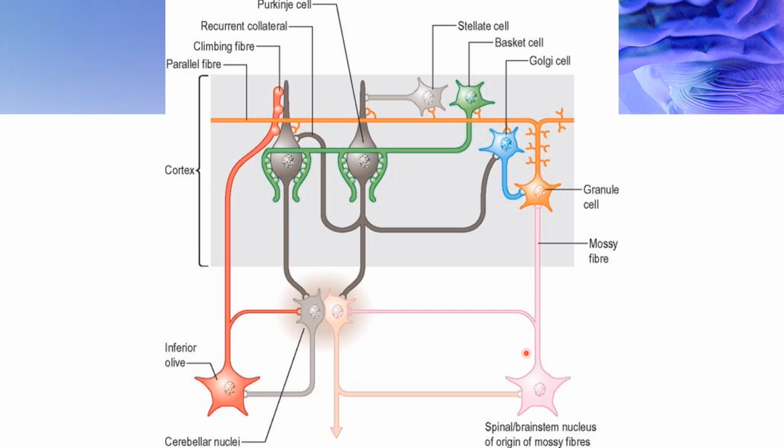Next are the mossy fibers. All other sensory input to the cerebellum is by mossy fibers, that is, from the spinal cord and the brainstem nuclei. When these mossy fibers ascend, they first give a collateral branch, which uses an excitatory neurotransmitter. They stimulate the deep cerebellar nuclei, and then these mossy fibers stimulate the granule cells.